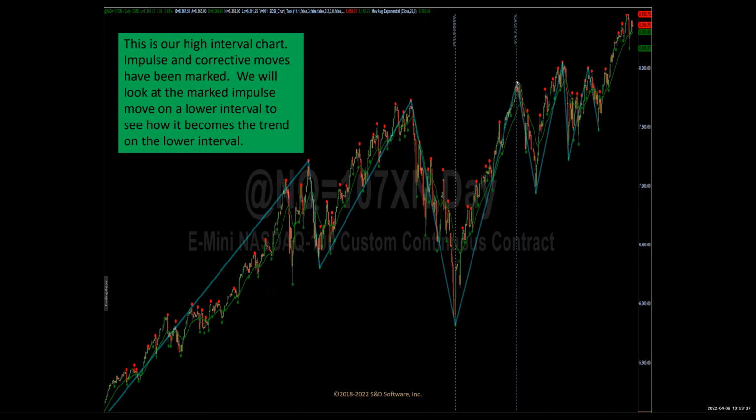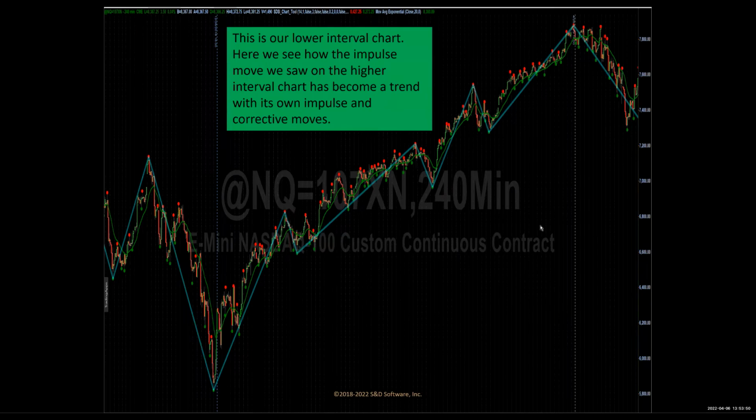But as we'll see, when we take a step down, we'll go to a 240 since that's the next step down from a daily that most people use. We'll see what happens. Okay, and here it is. Now we're on the 240. And what do we get? We're now getting impulse and corrective moves. So as we saw, we had the impulse move on the higher interval, and that turned into the trend when we went down to the lower interval. So the relationship we're looking at actually holds.